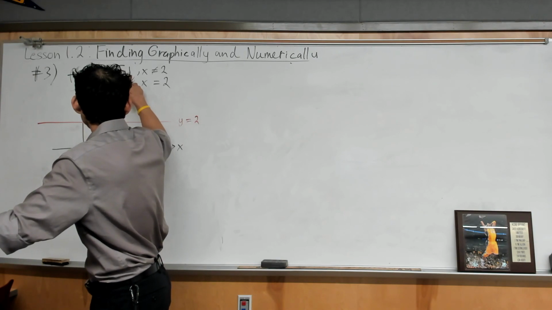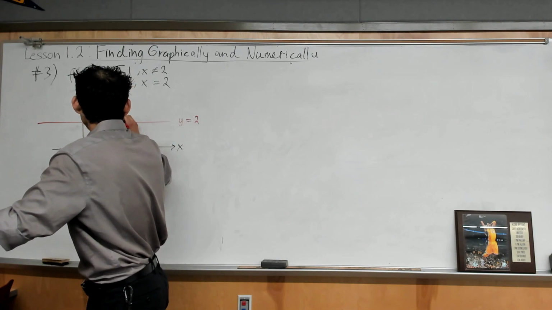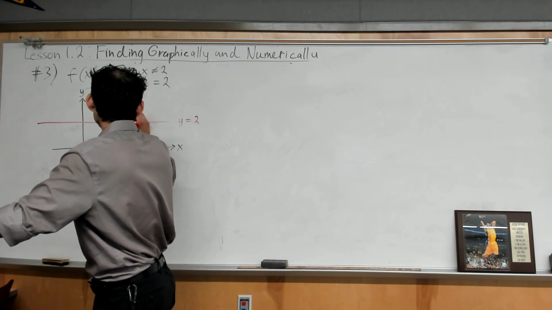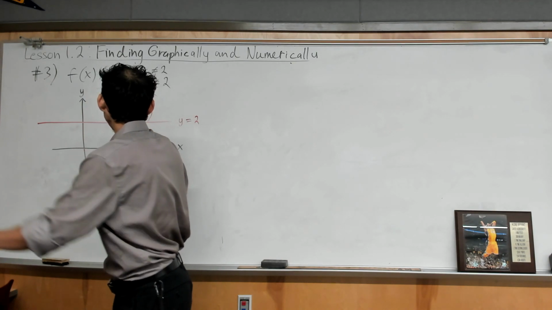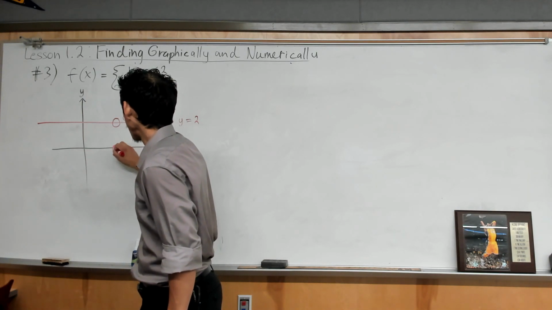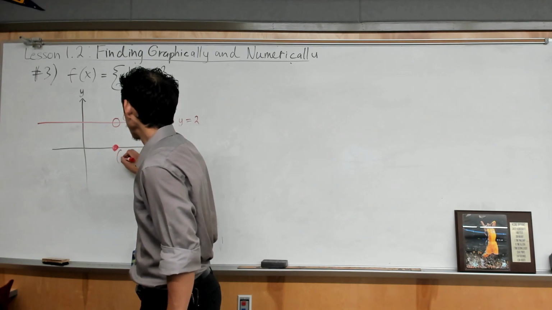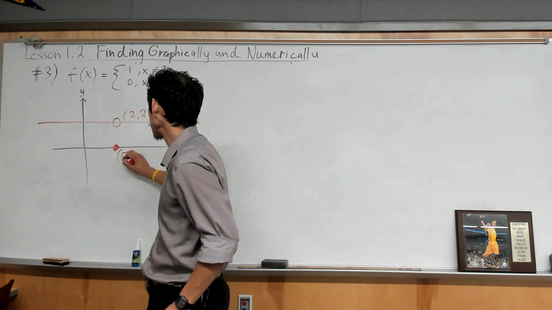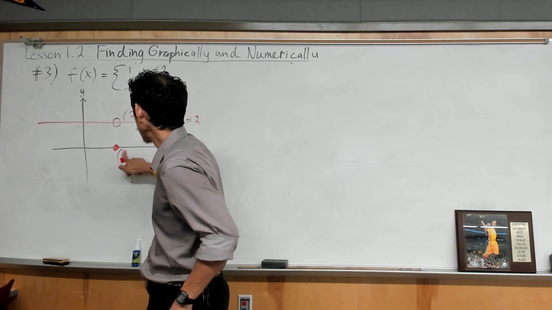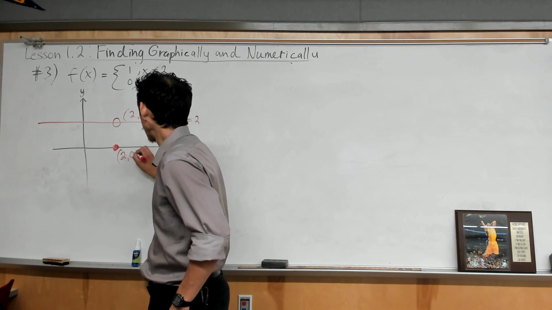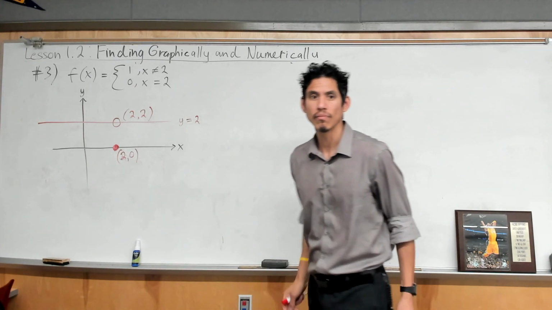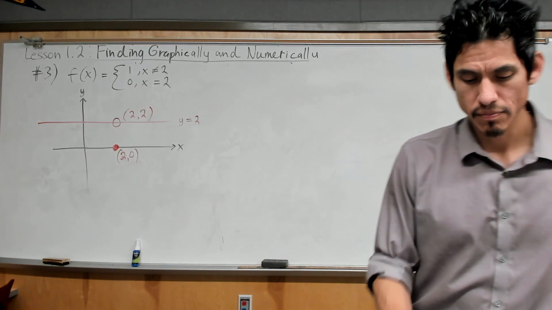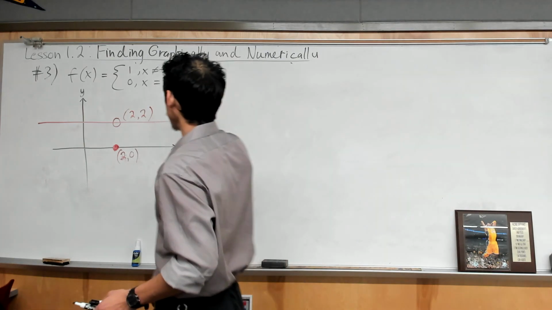Now when x is 2, we're going to put a circle. So we have a circle or a hole at 2, 1. And we have a solid filled in point, so to speak, at 2 comma 0. See that? We got a hole here.